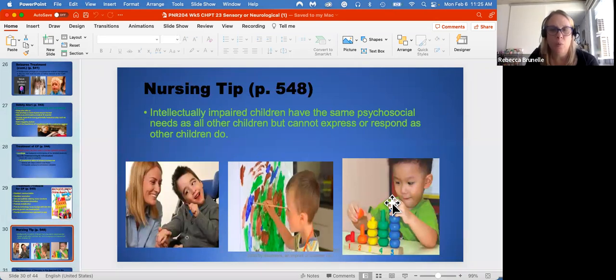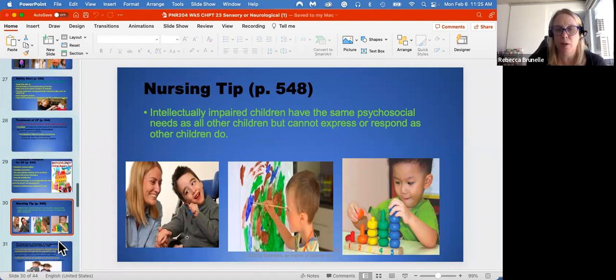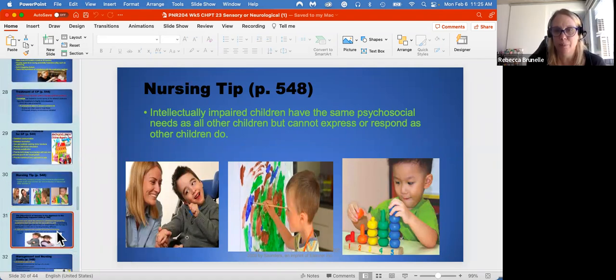So whether they have CP or they have some other reason to be intellectually impaired, they have a lot of the same needs as other kids. So, encourage them to do art therapy and play, try to give them all of the same sort of resources and help them communicate as you would any other kid.